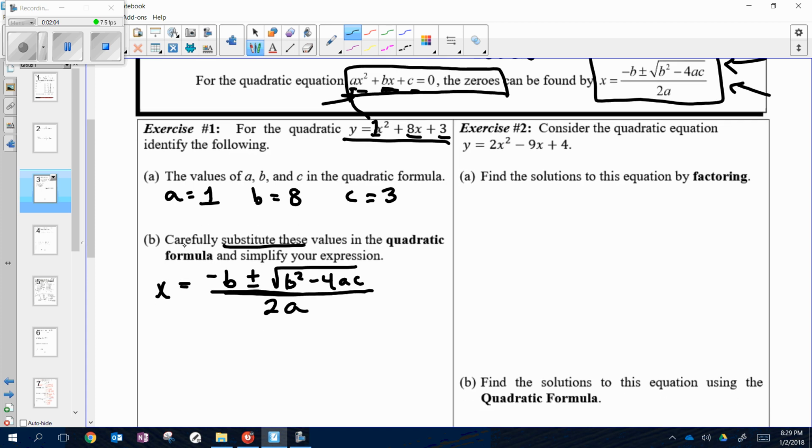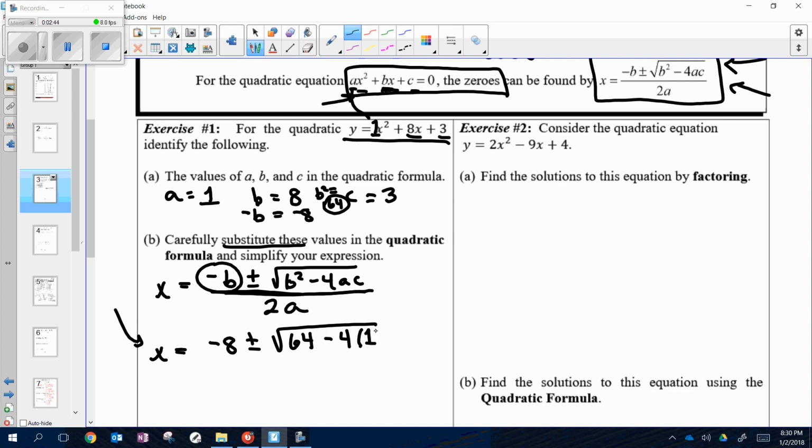All right, so now I'm going to substitute these values in. x equals. The reason I say x equals is because we are solving for x. When we get answers out of this mess, they will be x values. Negative b also means change the sign on b. So if b is 8, negative b is negative 8. Negative 8 plus or minus the square root of b squared. Oftentimes when I find b, I immediately write down b squared, which would be 64, 8 times 8. So 64 minus 4 times a, which is 1.